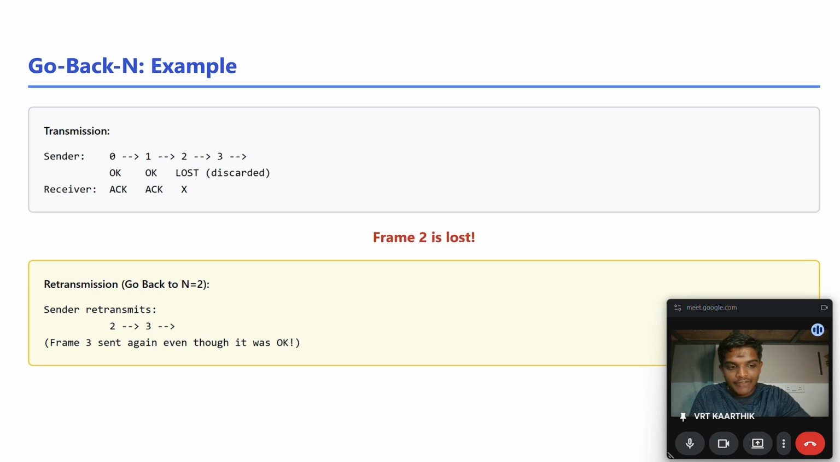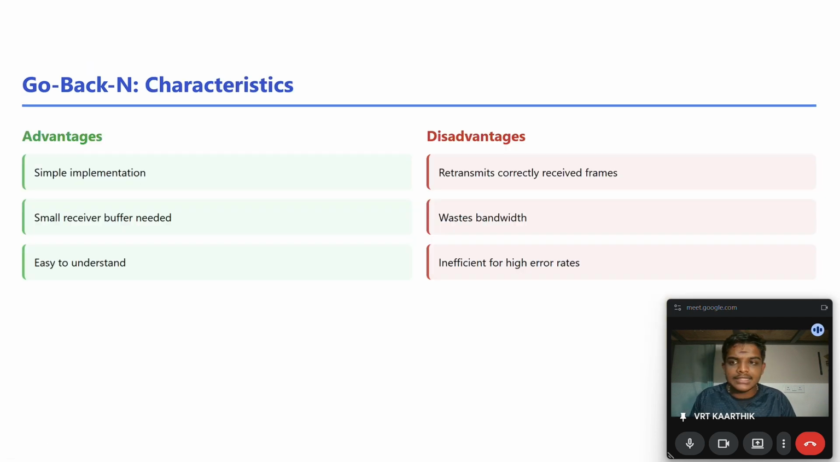From frame 3 onwards, the frames are discarded, and it retransmits. It will go back to N equal to 2, from where the data was lost, and again it transmits from the second frame onwards. Even though frame 3 was okay and acknowledged, it will be retransmitted again. So from the second frame onwards, 2, 3, and so on, the frames will be retransmitted.